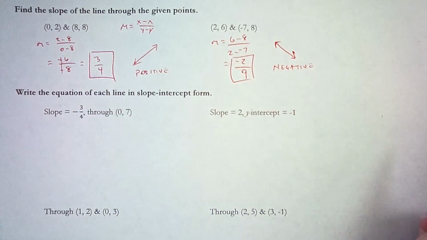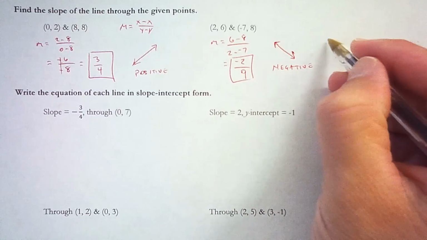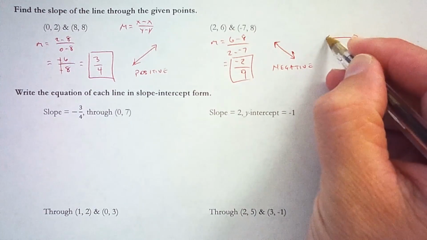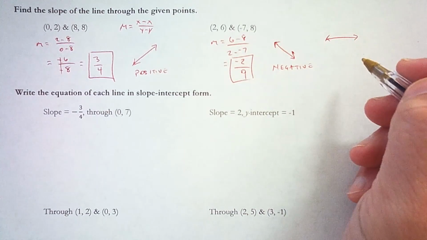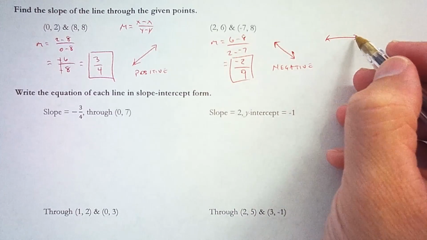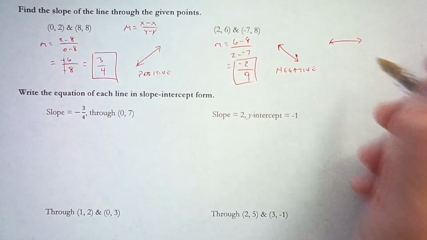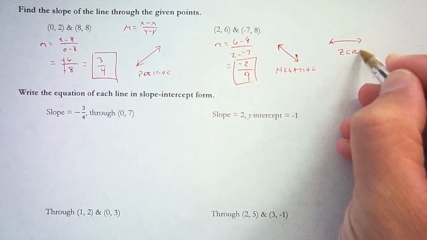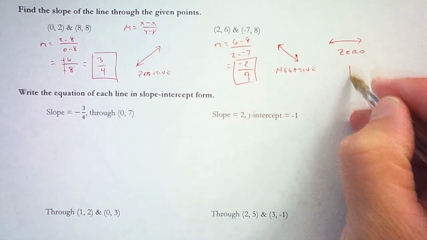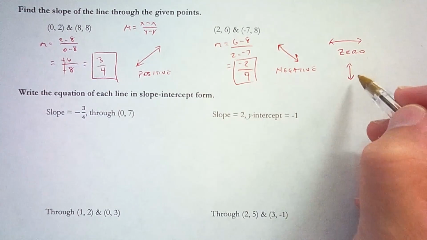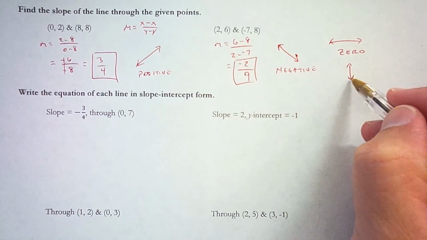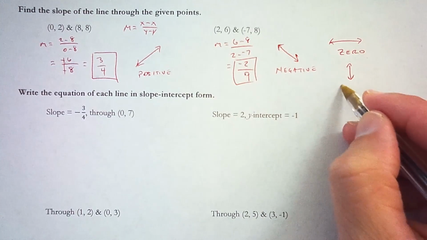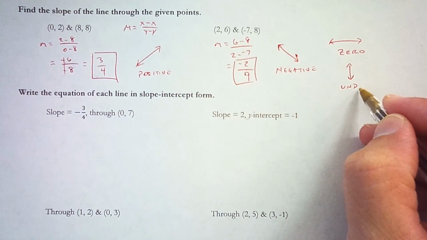Let me remind you of the other 2 types of slope. So if a line is horizontal, it has no rise and it has an infinite run. So that's 0 over a run that's a non-zero number. So that is a slope of 0. And if it's vertical, it has infinite rise over 0 run, and with 0 in the denominator, that is a slope that is undefined.